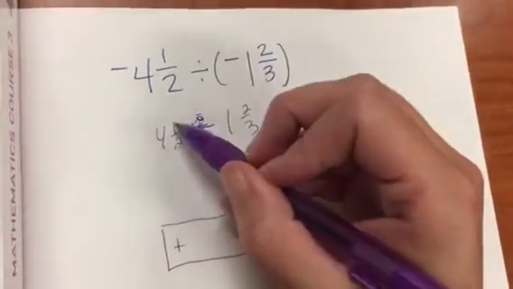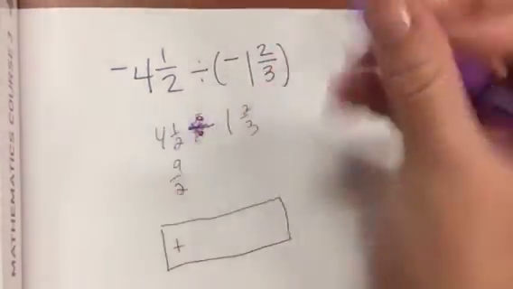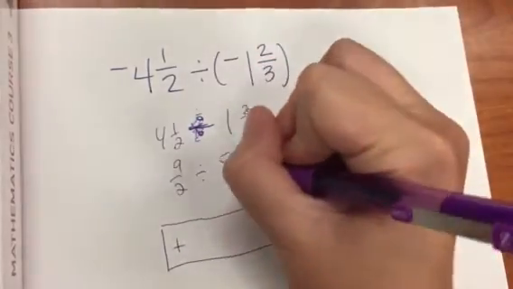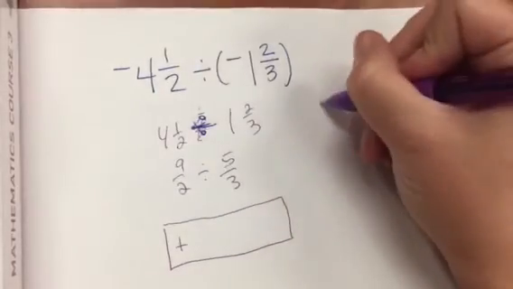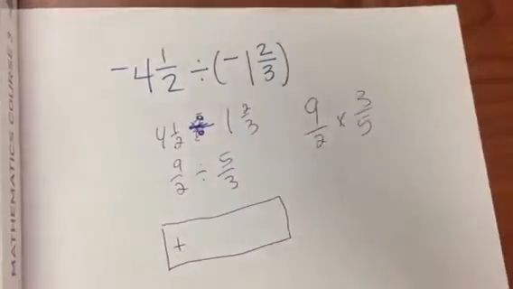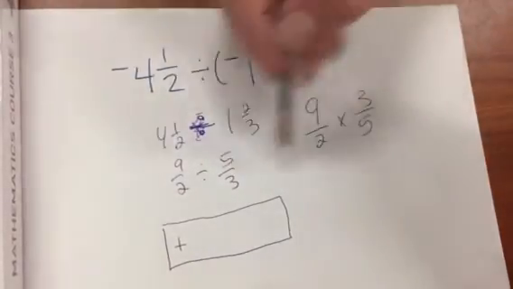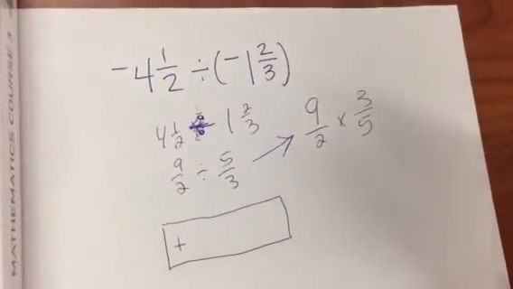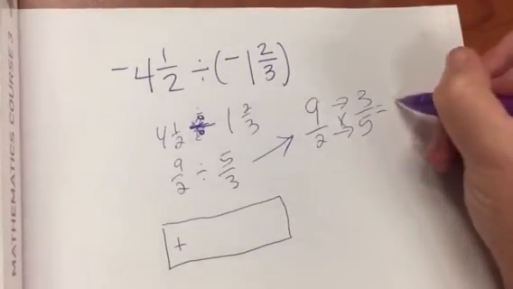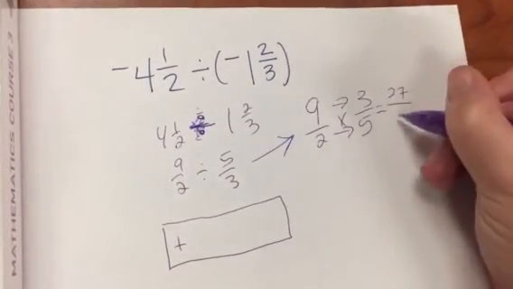Okay, so you just rewrote it without the signs. No, that needs to be the division symbol. I'm just bringing the division down. 4 times 2 is 8, plus 1 is 9 halves, divided by 3, 5 over 3. So now we've got 9 halves times 3 over 5 when I do my flip-flop. Flippity-floppity. And now we multiply across. So 9 times 3 is 27. And 2 times 5 is 10.